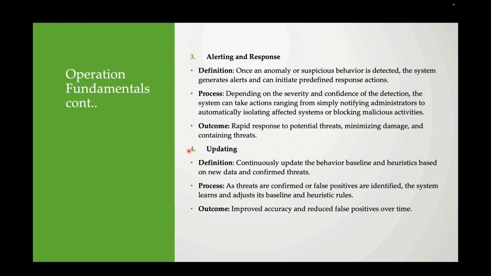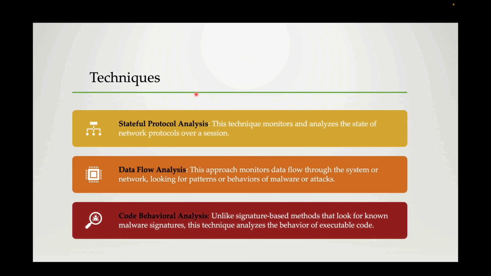Now, the last part is the feedback or updating. Constantly and continuously updating the behavior baseline and the heuristics based on new data and confirmed threats is very important. As threats are confirmed or false positives are identified, the system learns and adjusts its baseline and rules. So what's the outcome? Well, we have better accuracy and fewer false positives over time. Now let's look at the techniques.